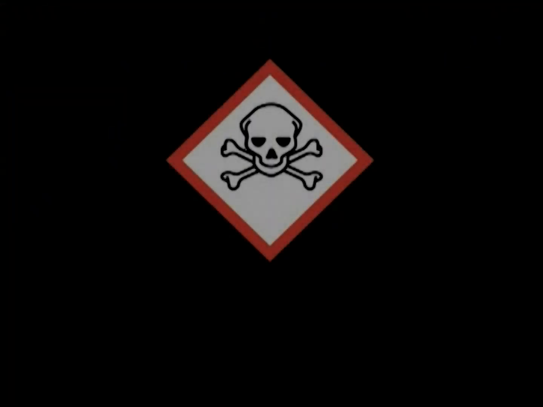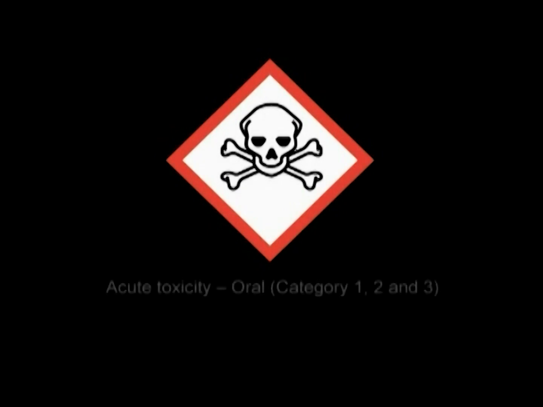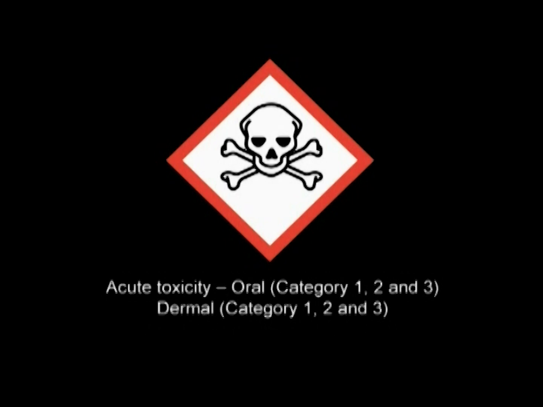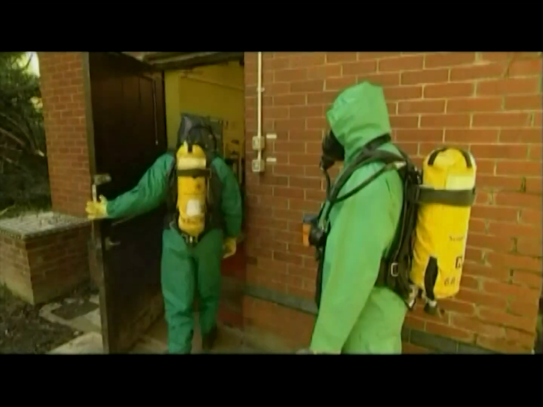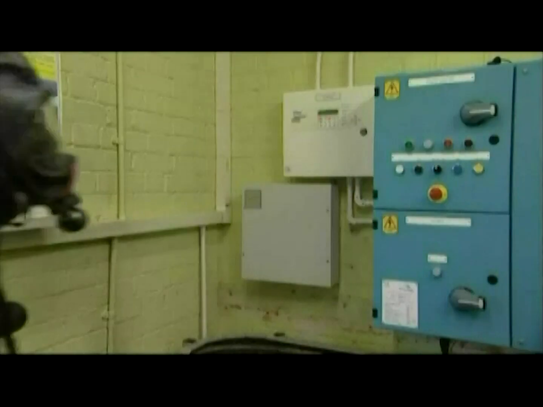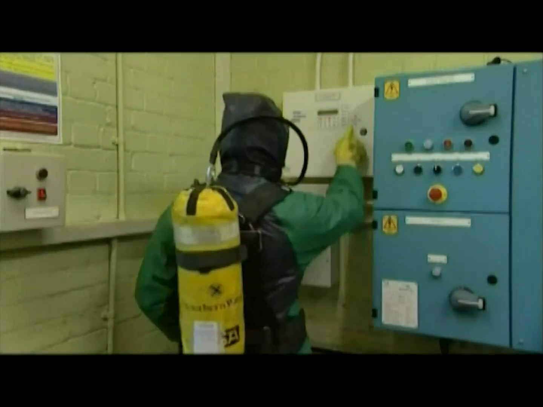The skull and crossbones pictogram is used to indicate the acute toxicity class. Acute toxicity, oral, Category 1, 2, and 3. Dermal, Category 1, 2, and 3. And inhalation, Category 1, 2, and 3. These poisonous products are fatal, toxic, or harmful if inhaled, following skin contact, or if swallowed.